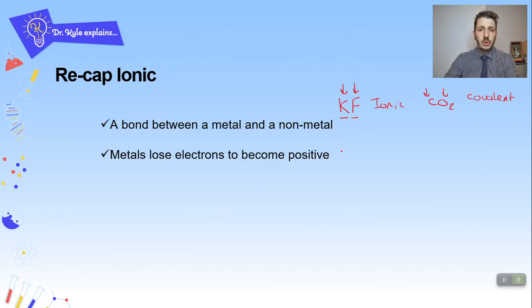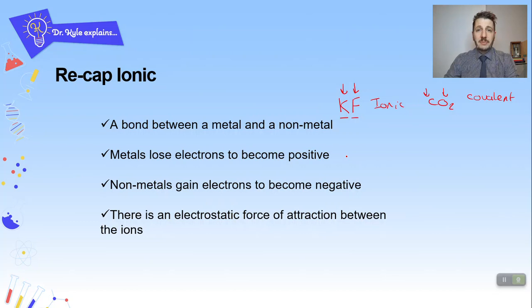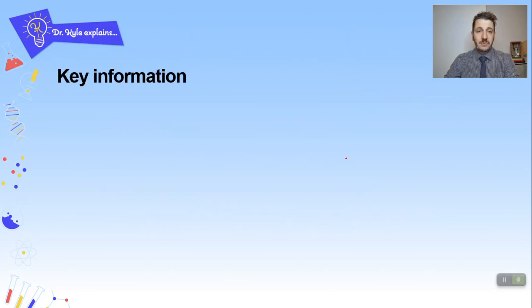Now metals lose electrons to become positive, non-metals gain electrons to become negative, and then there is something called an electrostatic force of attraction between these ions, the positive metal and the negative non-metal, and they essentially come together and form the ionic bond.